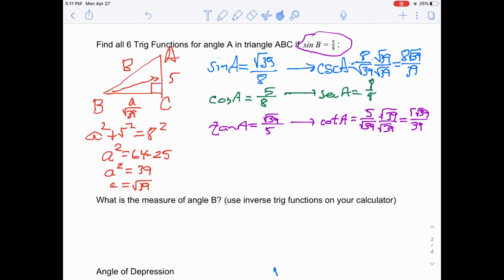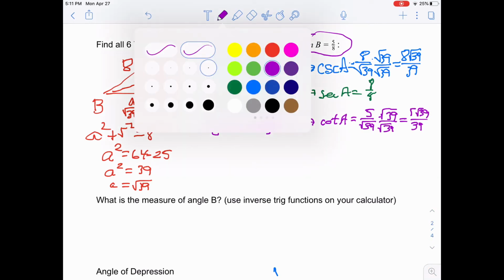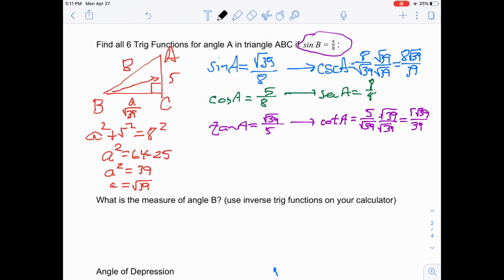Now, what if we were asking you to find the angle measure for angle B? Now remember, we originally gave that sine of B is equal to 5/8, and to find what B is, you have to use what's called the inverse trig function. On your calculator, you're going to do the inverse trig function of that 5/8, and that gives you the angle.